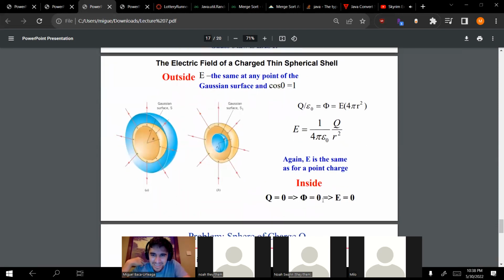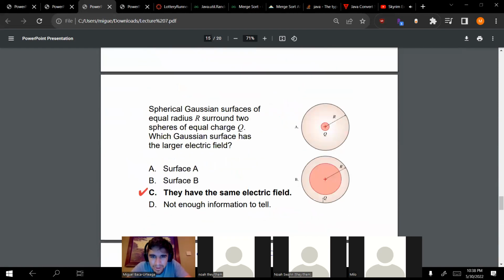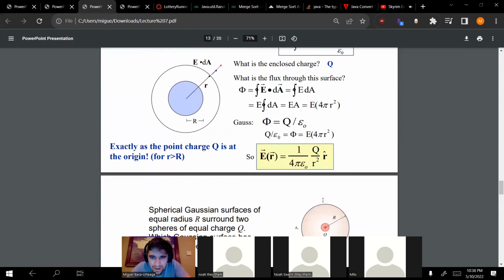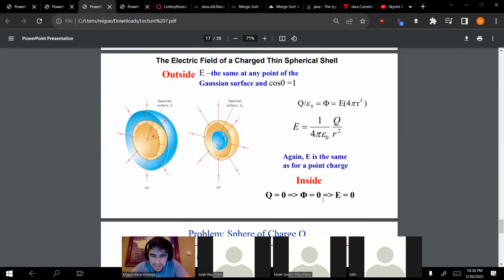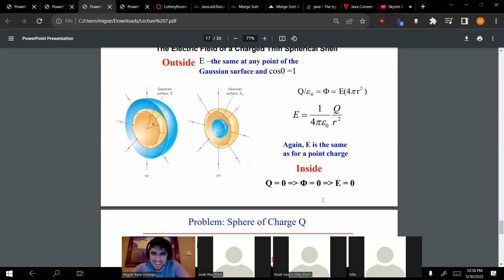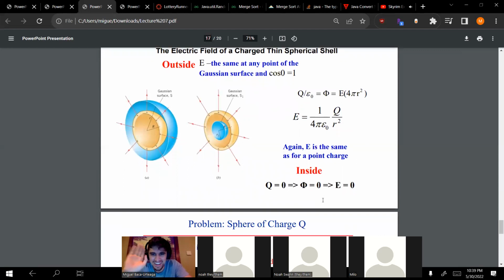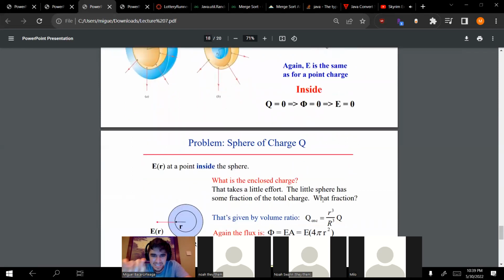Okay. What's this equation we were looking at earlier? 1/4 pi epsilon naught times Q over R squared. It's the same function. Again, E is the same as for a point charge inside and all this stuff. So, problem.